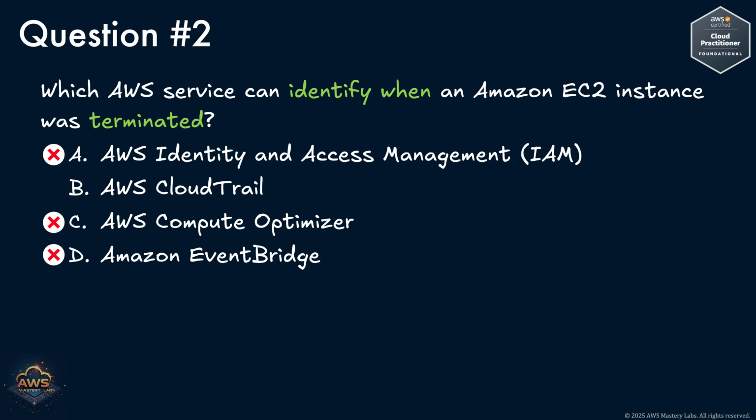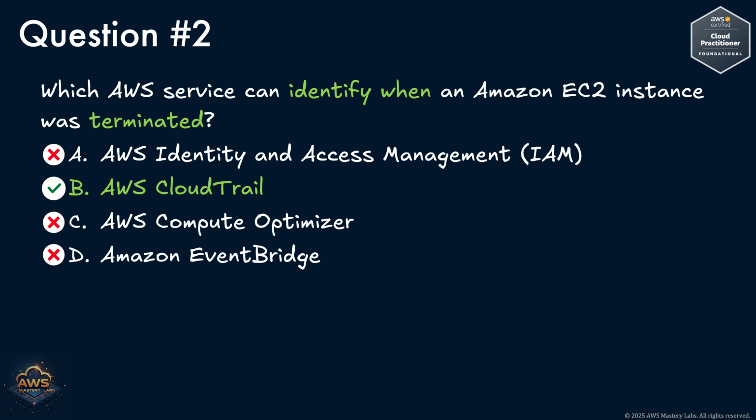Option D, Amazon EventBridge. EventBridge is an event bus that can capture and route real-time events, including things like EC2 state changes. But here's the issue. It only works if you have predefined rules. If you didn't configure EventBridge to catch a termination event before it happened, you won't find any record of it later. And crucially, it doesn't store historical logs. Incorrect, because while it can detect live events, it lacks retroactive tracking.